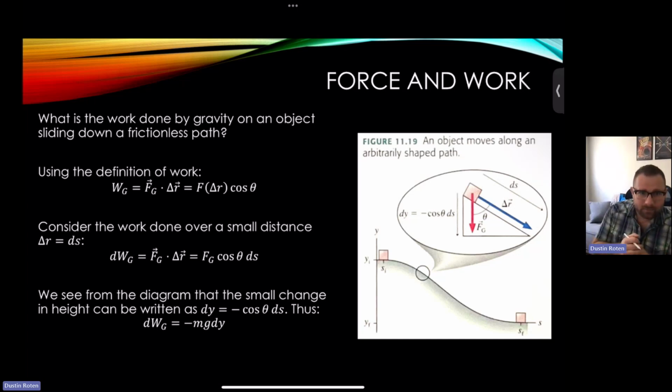So we could ask the question, what is the work done by gravity, because that's a force, on an object sliding down a frictionless path? For now, it's important to note that the path we're talking about is frictionless. So we can use this definition of work to answer that, just like we have been doing. It's just going to be the force times the distance that this thing goes. So we can plug things in.